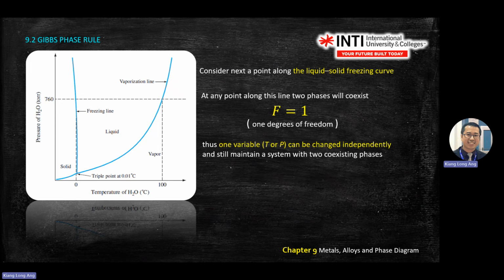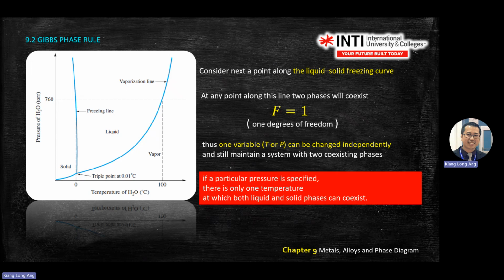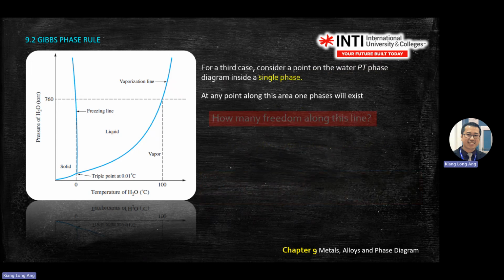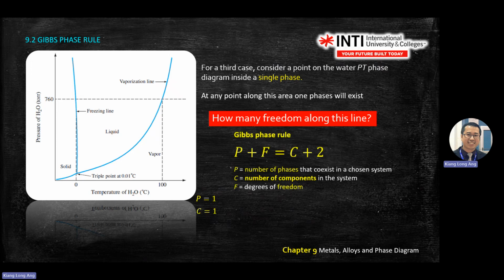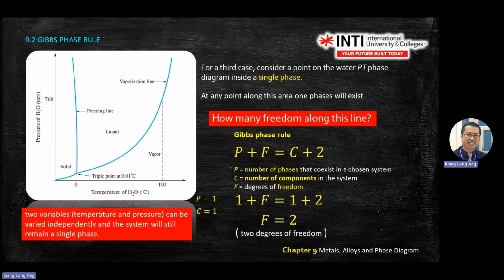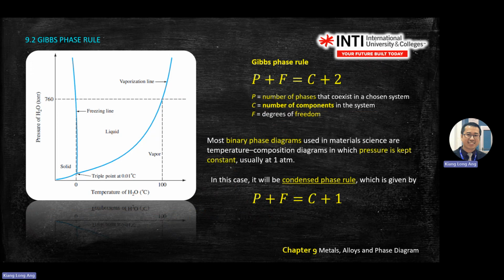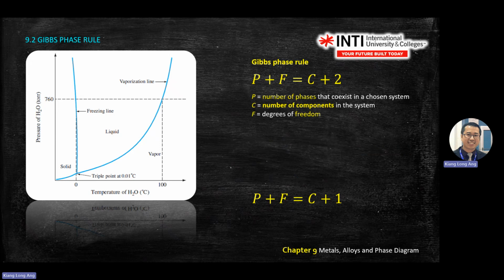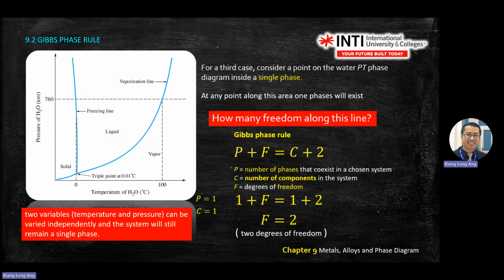Okay. Correct. So for a single phase region, the degree of freedom is 2. In a single phase, say liquid, if you want to change to solid or vapor, you can change temperature or pressure. Okay, so once you understand this one, this one is for a single component.